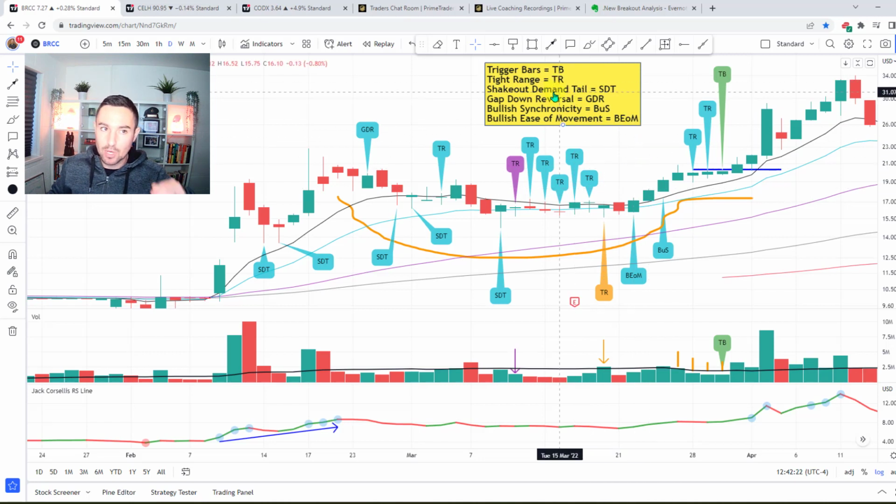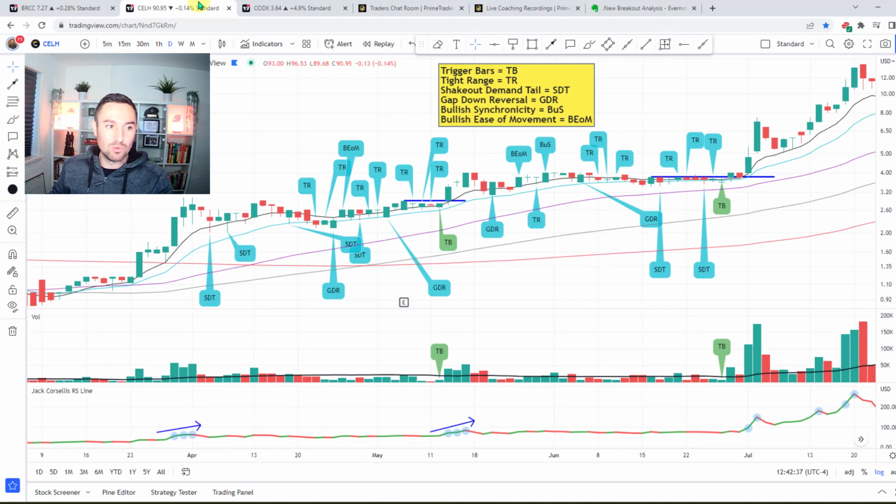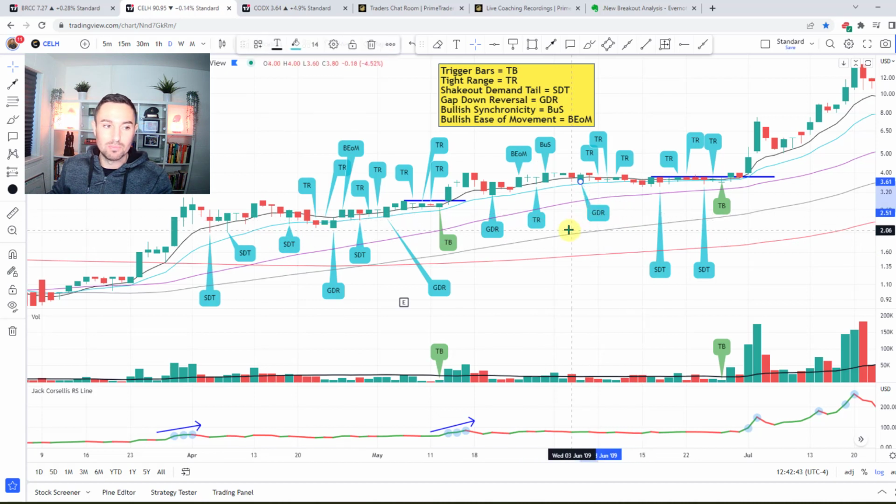So we covered tight range bars there, we covered shakeout demand tails. Let's cover a gap down reversal bar. Gap down reversal bars, I actually think tell us a lot in terms of the presence of demand. So there's only one on this one. There's a better one when we move forward. Let me go forward actually, and let's go on to this one here. I'll flick back in a minute to BRCC.